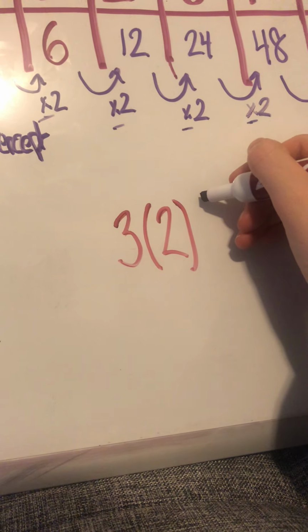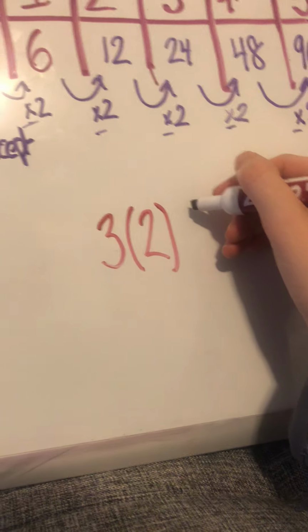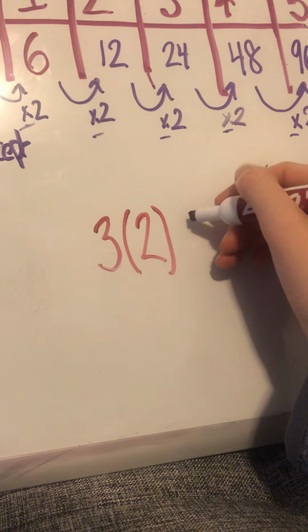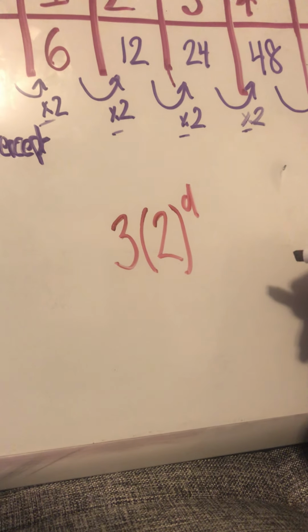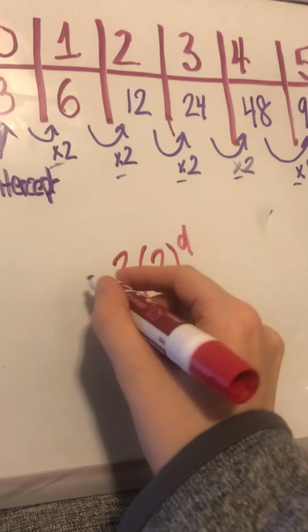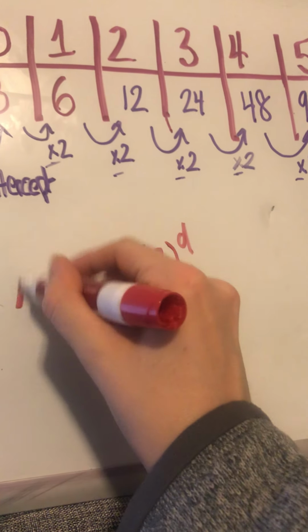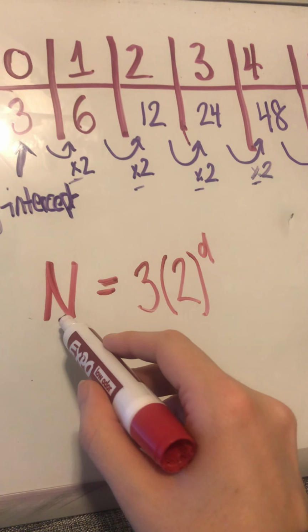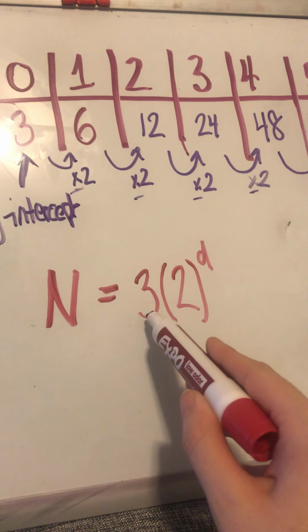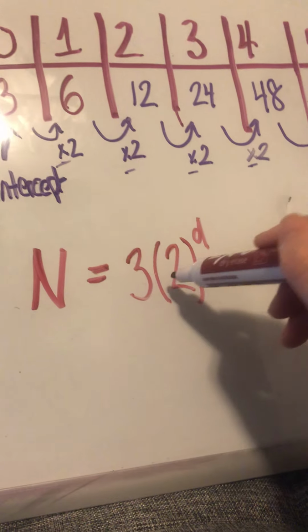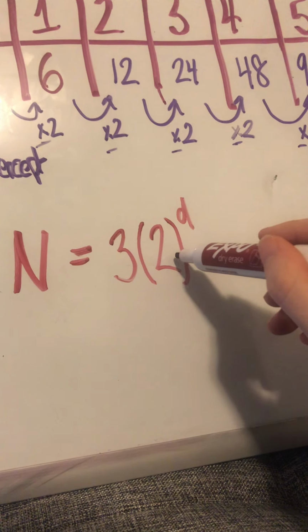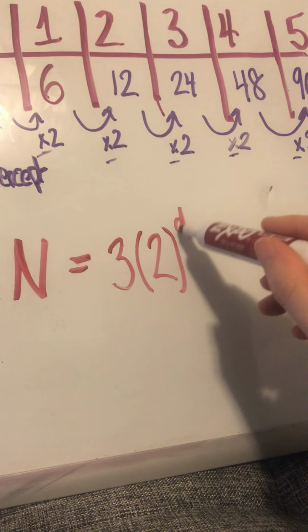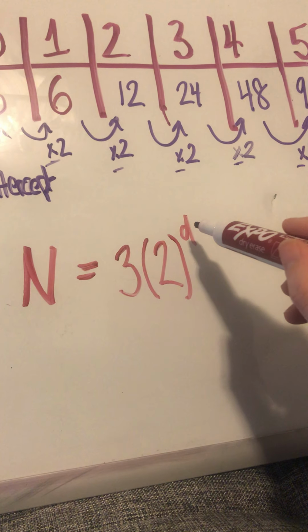Well, if I don't know how many days, if I want to know like 10 days, 1 day, 5 days, 20 days, I'm going to use D to represent that. And then this whole thing is going to be equal to N. Number of people who know the rumor, starting value, or your y-intercept, your multiplier, your base, how your values are changing, and D, the amount of days that you're looking for.